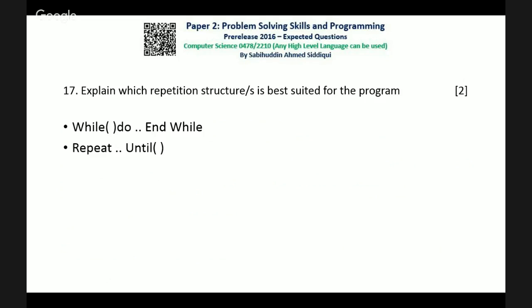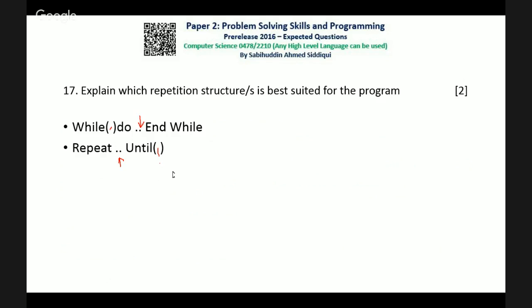You have to just write 2 structures, while structure and repeat structure. While, condition, do, and the set of statements will go here, and then end while. Same is here, repeat, set of statements will go here, and then the condition which will come to an end on until. Here is the condition. So these are the 2 structures.